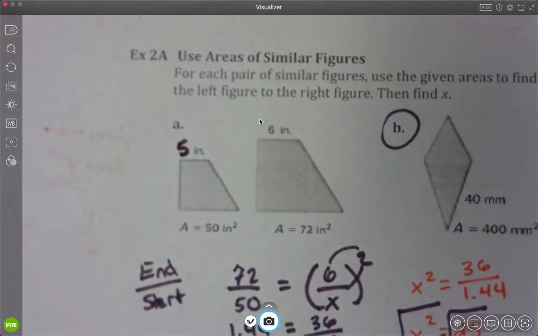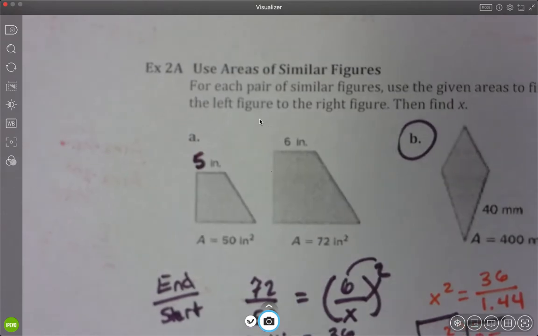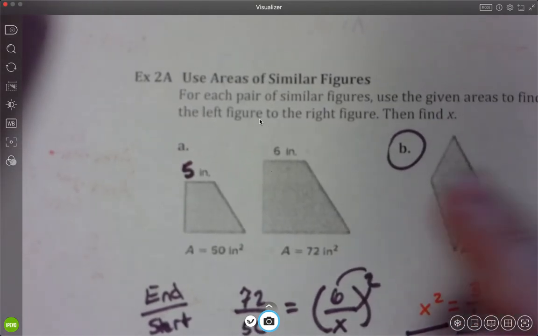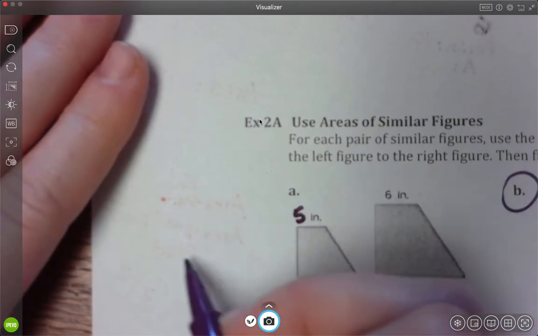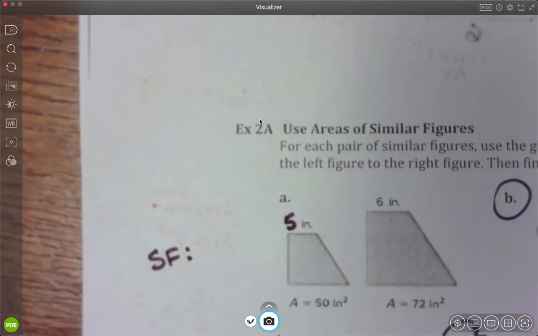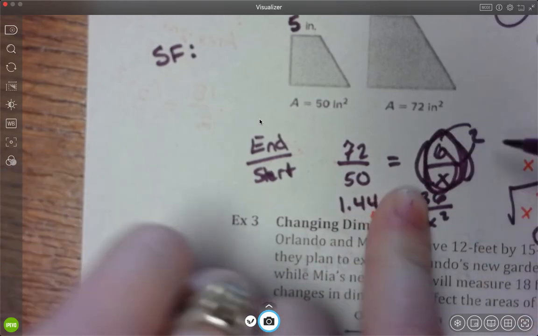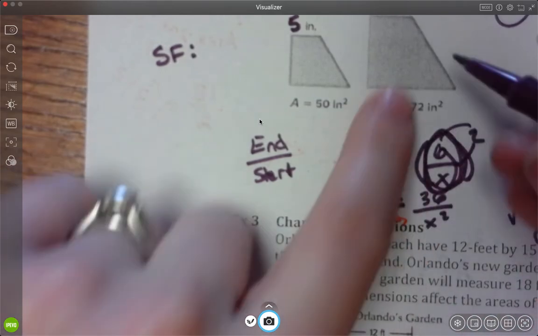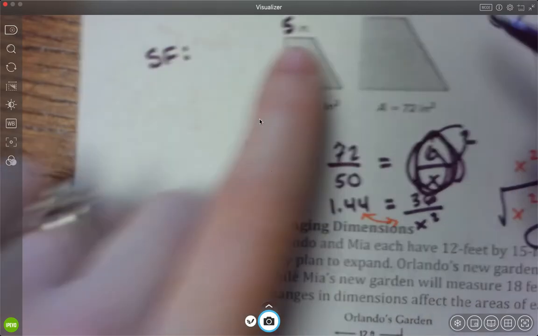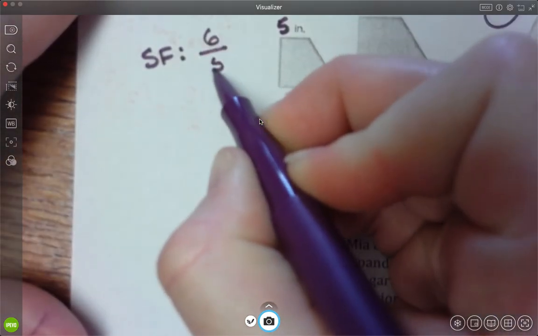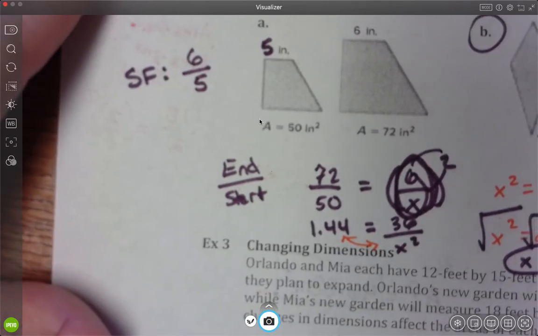Do they ask for the scale factor? For each pair of similar figures, use the given areas to find scale factor. Oh yes, scale factor. So scale factor is just that end over start, like this right here. This is what my scale factor is, scale factor squared. So ending number is 6, starting number is 5. 6 over 5 is my scale factor, and that can't be reduced, so that's it.